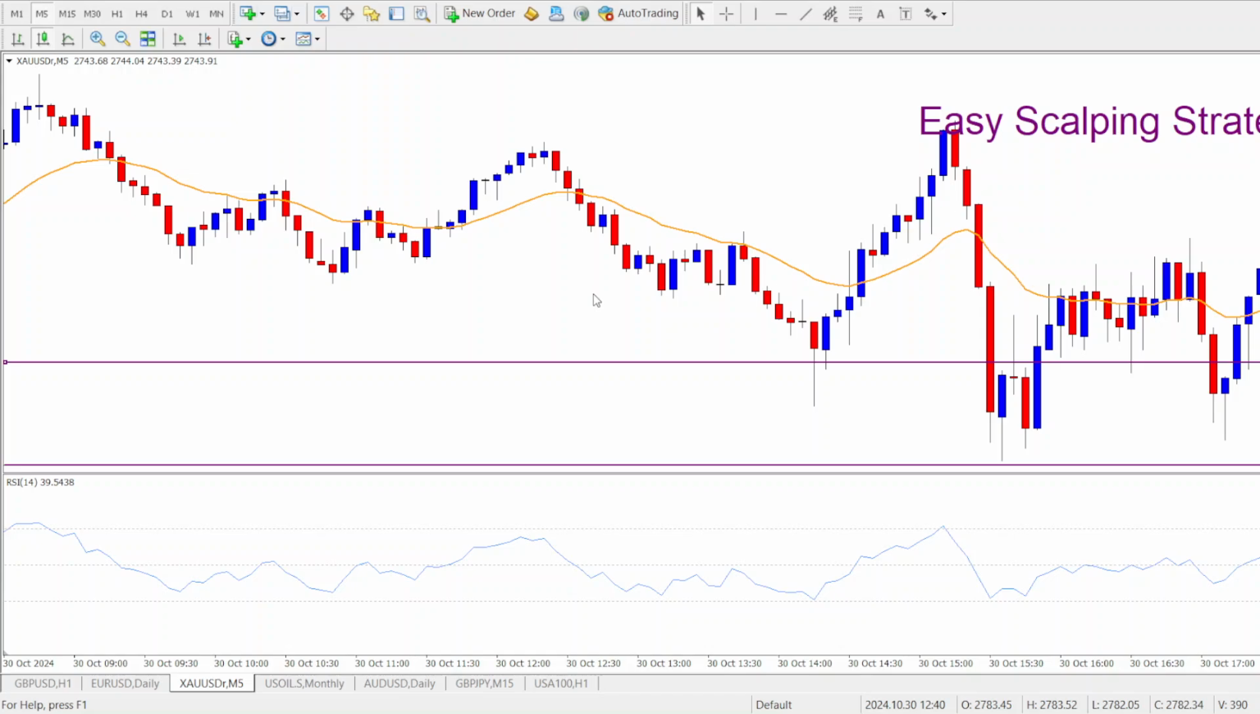Now, by following these steps, you'll have a solid, easy Forex scalping strategy that helps you capture fast moves without overwhelming you, right? Remember, stick to the rules, keep an eye on your risk, and always set clear stop losses.